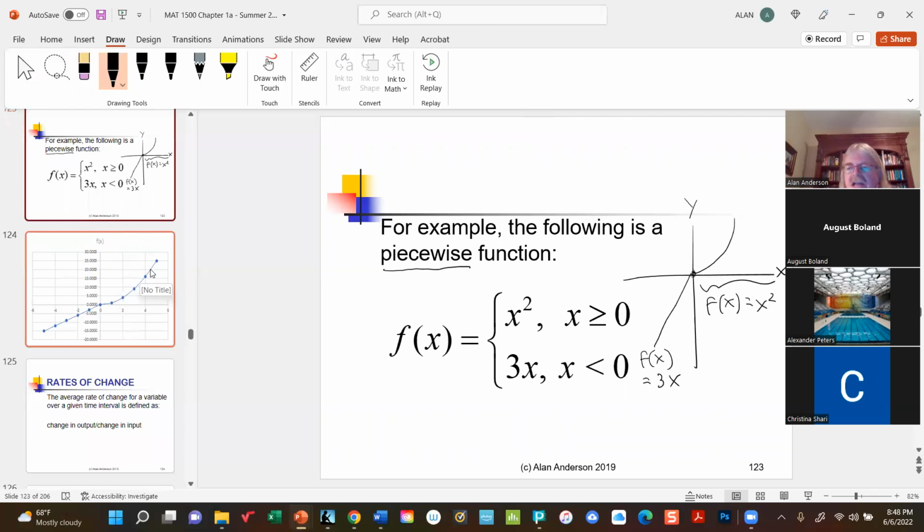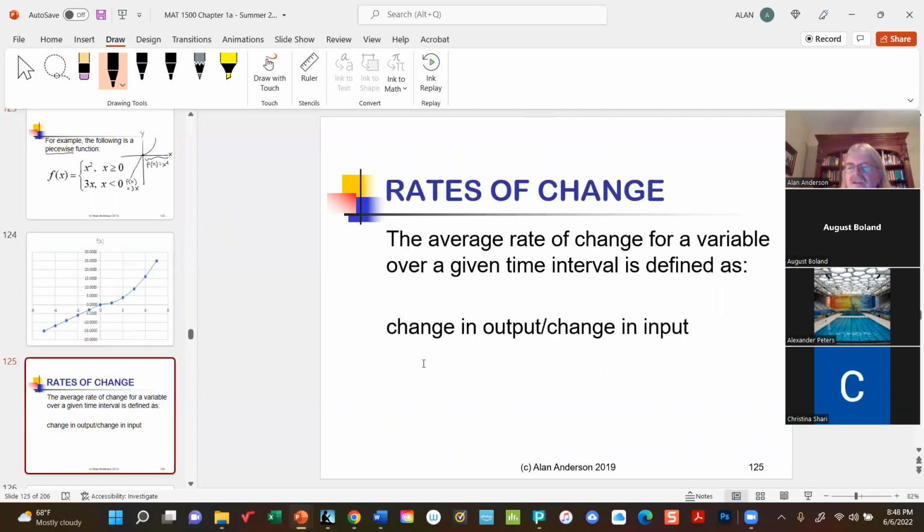Anyway, now here's something that is kind of a coming attraction to what's coming up later on in the course: the concept of rates of change. We're going to see that a lot of calculus is based on rates of change. Okay, so this proves to be an incredibly important concept. We're going to start by looking at it at a very basic level. And so what we're trying to figure out is, over a given interval, the average rate of change, which means the change in the output divided by the change in the input.